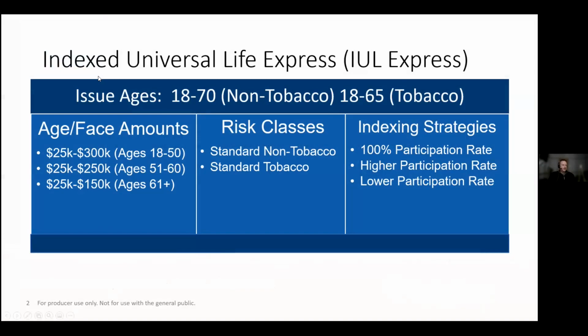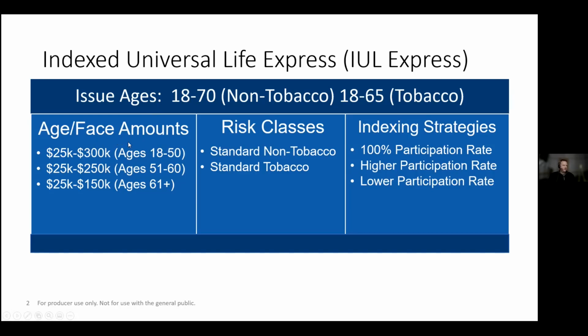So for the IULE, and actually this has just changed as of yesterday, we used to go from issue ages 18 to 70. Now we have 18 to 75 on this product. So the brand new change for the IULE is our age change, and we will go up to age 75 now. It is still 65 for tobacco, so that did not change, but everything else is the same on here.